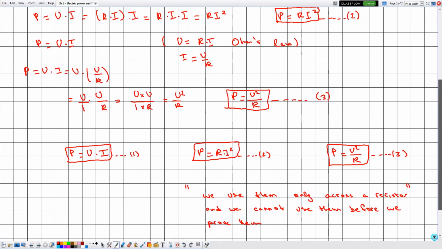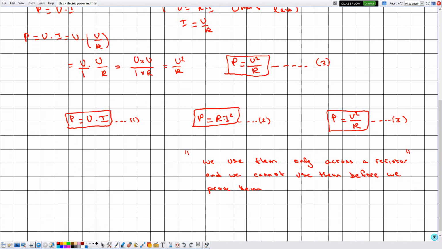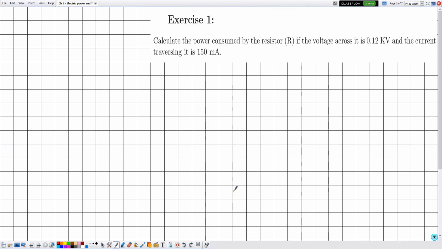So now, in order for the ideas to be clear, let's solve some exercises as a direct application. So here in exercise number 1, they are telling me calculate the power consumed by the resistor R if the voltage across it is 0.12 kilovolts. So we know that kilovolts is not the SI unit of voltage. In order to convert from kilovolt to volt, we multiply by 1000. So it's 0.12 multiplied by 1000. This will give us 120 volts. So the voltage U is equal to 120 volts.